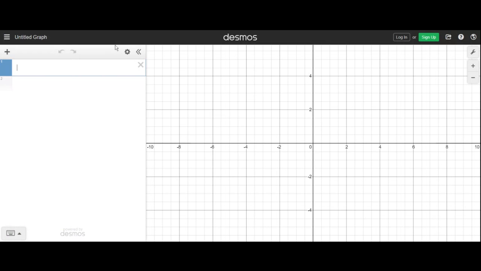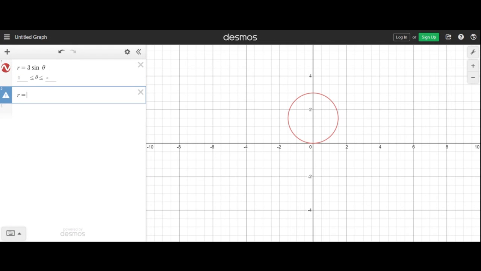What I'm going to do is type in r equals 3 times the sine of theta, and I'm actually going to type theta. And I'm going to type also r equals 1 plus the sine of theta.